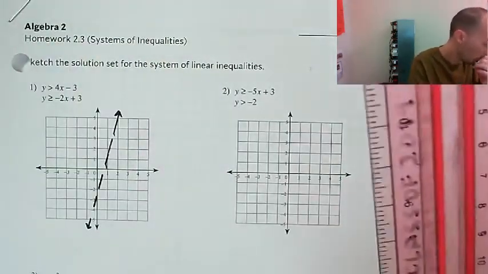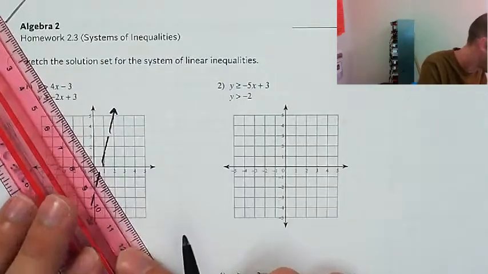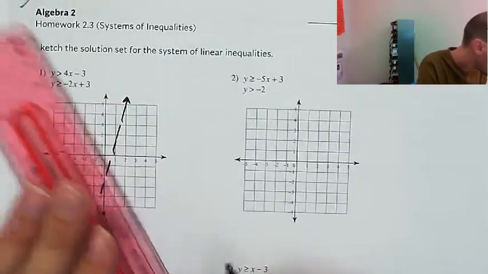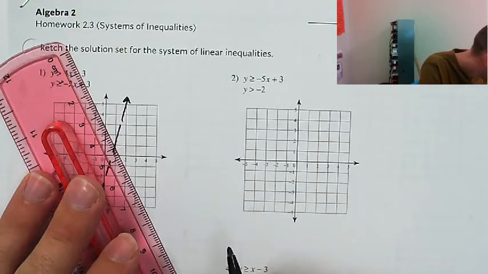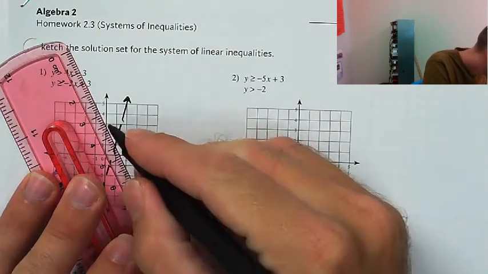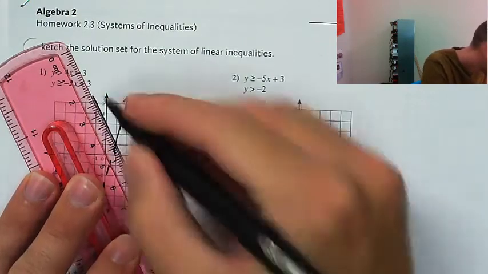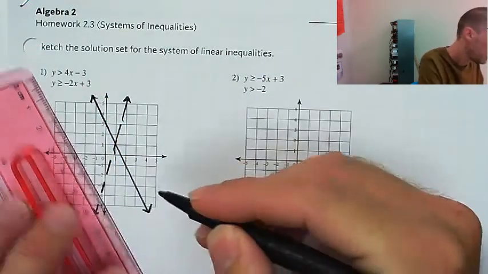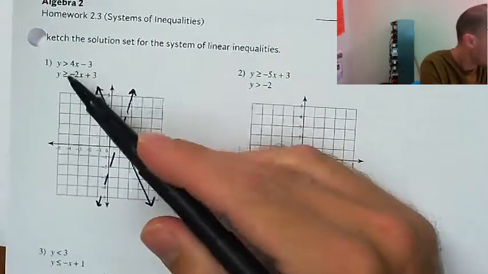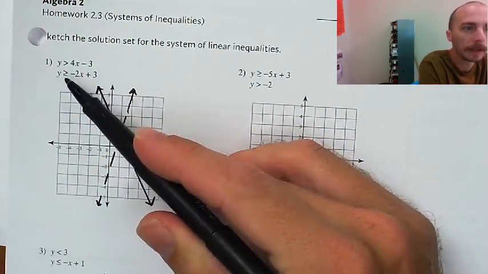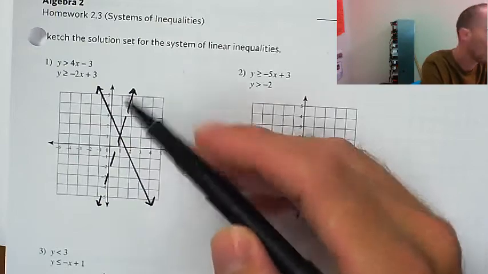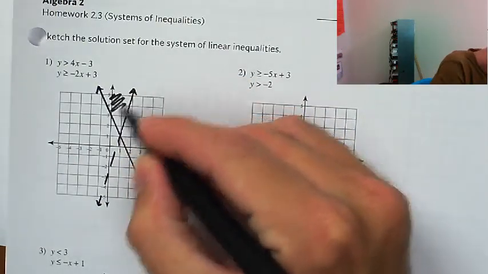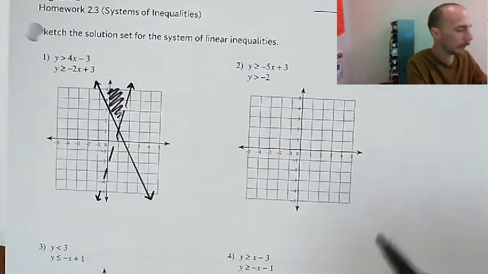And then y is greater than or equal to negative 2x plus 3. Okay, so I'm going to go up here to 3, get myself a slope of negative 2. Okay. And if I'm above the dotted line and above the solid line, I'm going to be up here and up here. This is going to be this top region here. Okay, that's the solution region.